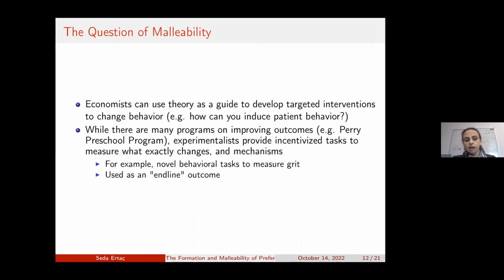And second, experimentalists provide incentivized tasks to measure what exactly changes and the mechanisms for it. Usually there are studies in labor economics looking at real outcomes, for example, after the preschool program. But I think the literature is moving towards using experimental tasks as end-line outcomes of these interventions so that mechanisms can also be more clearly seen. So I think that's important.